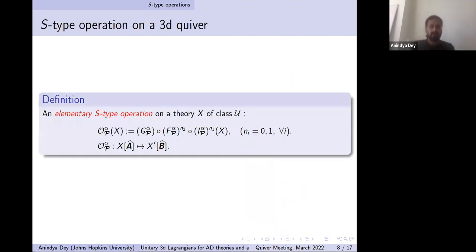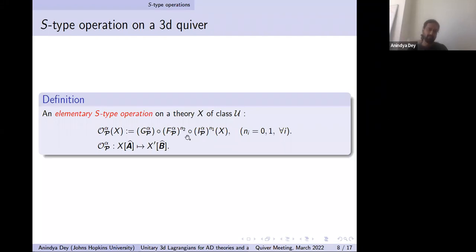The reason I'm doing it is because I want to define what is called an elementary S-type operation. This is defined in this line, which basically means that you take a theory X of class U, you operate the identification, or not operate, N1 can be 0 or 1. You operate any number of identification and flavoring operations on it, followed by a gauging operation. So at the end you're always gauging.